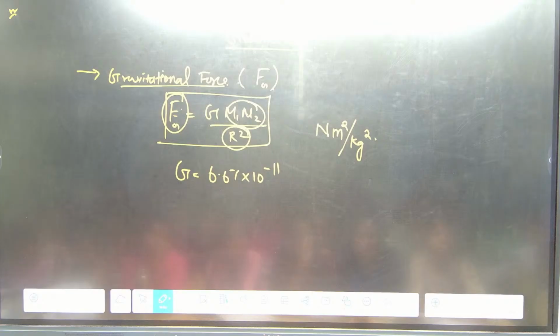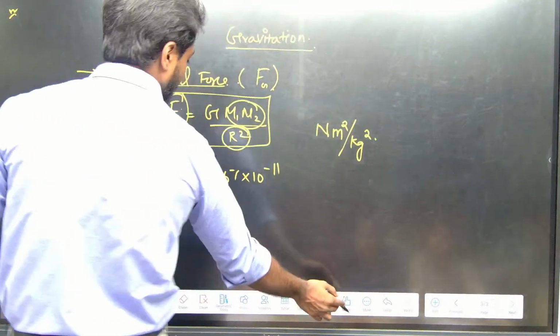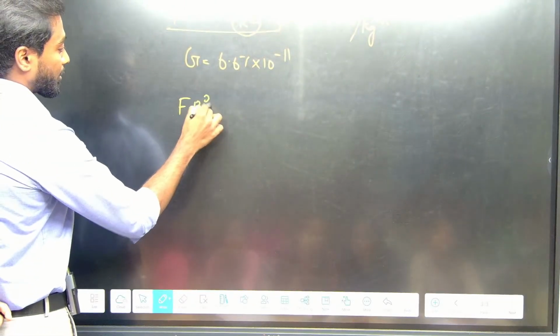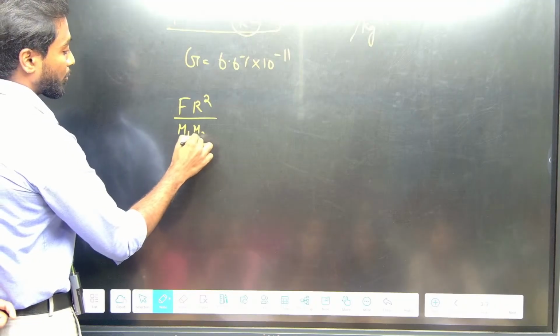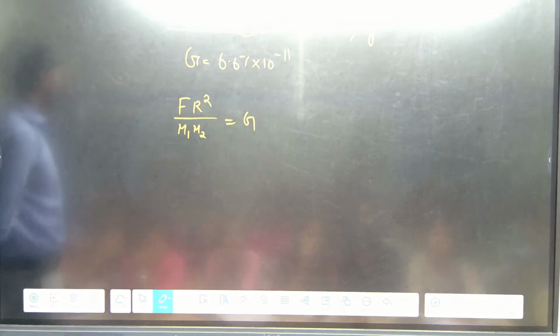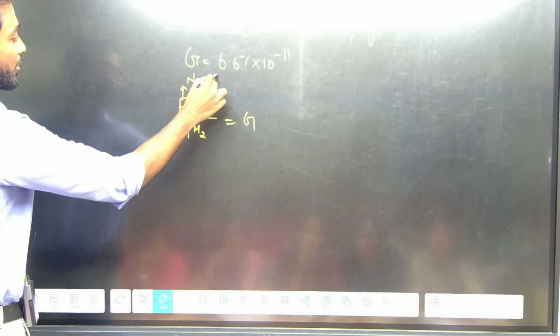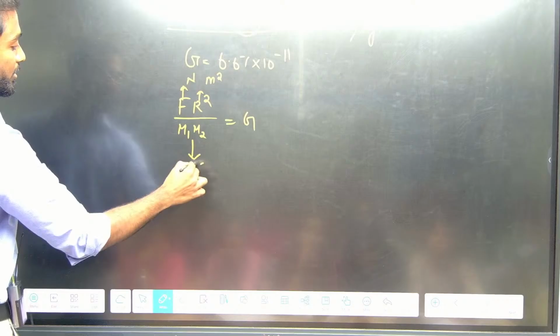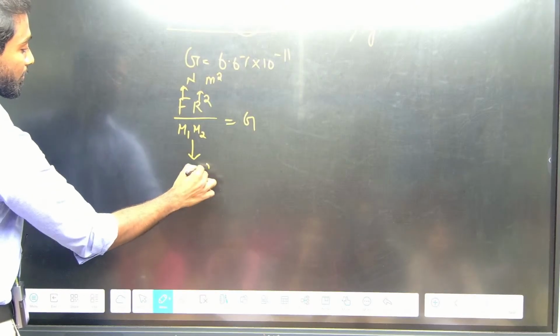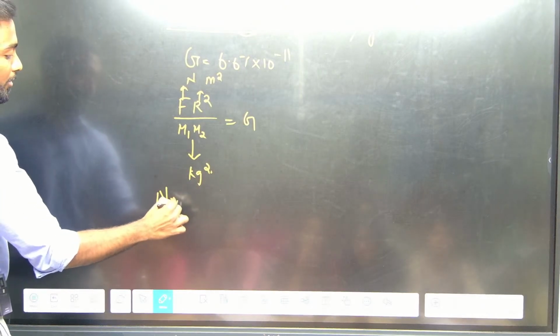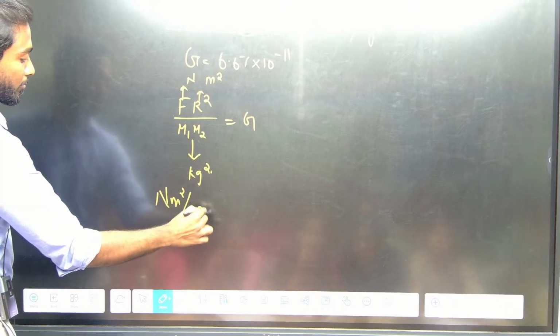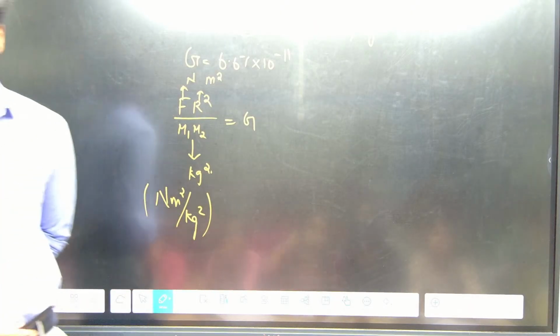What happened? You didn't get it. F r square by m1 m2 is equal to G. Can I write like this? So this is Newton and this is meter square and this is kg square. So it is nothing but Newton meter square per kg square.